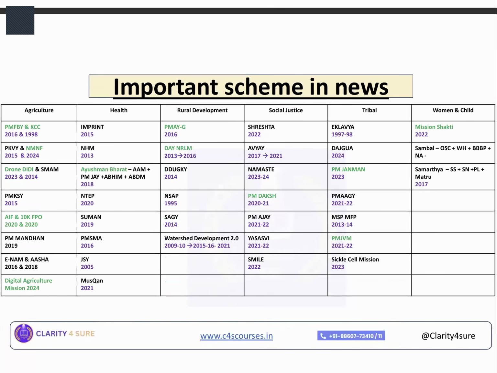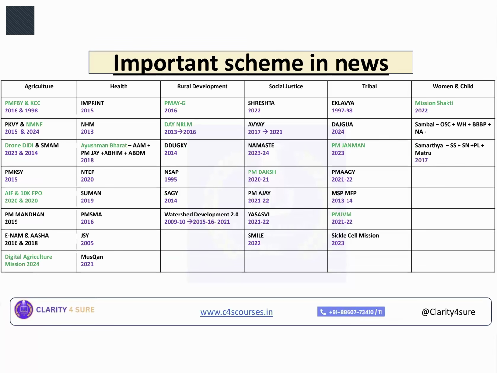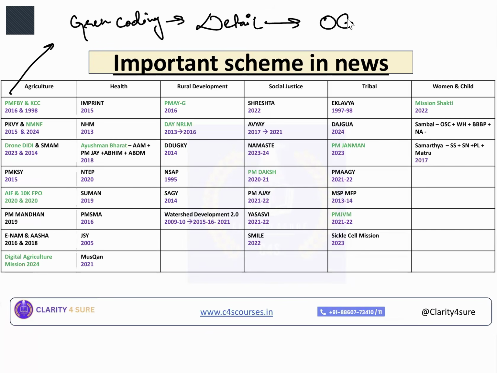Now let's have a fast look at the schemes. In the agriculture section, the green coding here represents those schemes that you have to go through in detail, as per official guidelines and recent circulars of the Government of India.